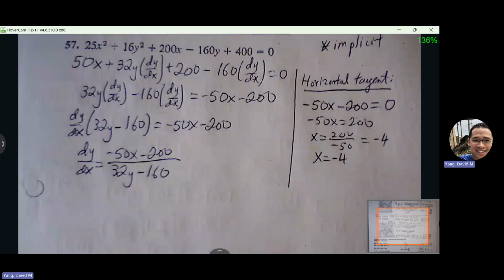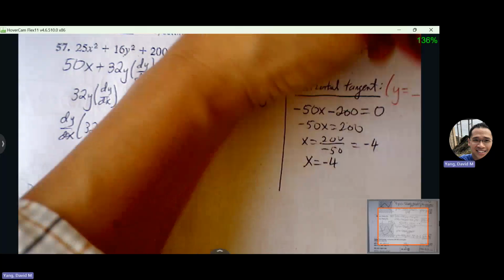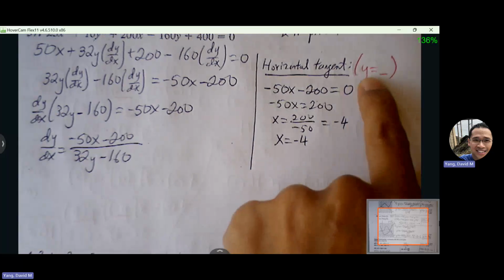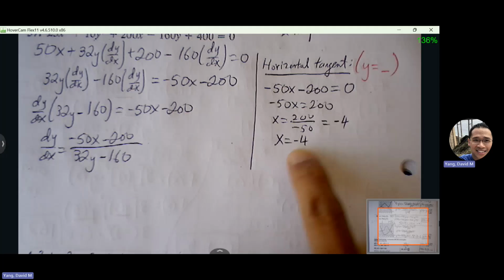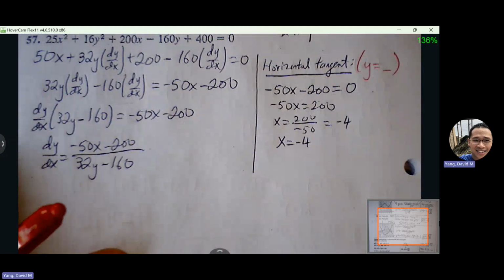Now, horizontal tangents, they're all going to have to look like y equals a number. So right now we have the location of the horizontal tangent, but it's still not good. It's not quite a line equation yet. So I have the x value. How can I find the y value? Plug it into the original.